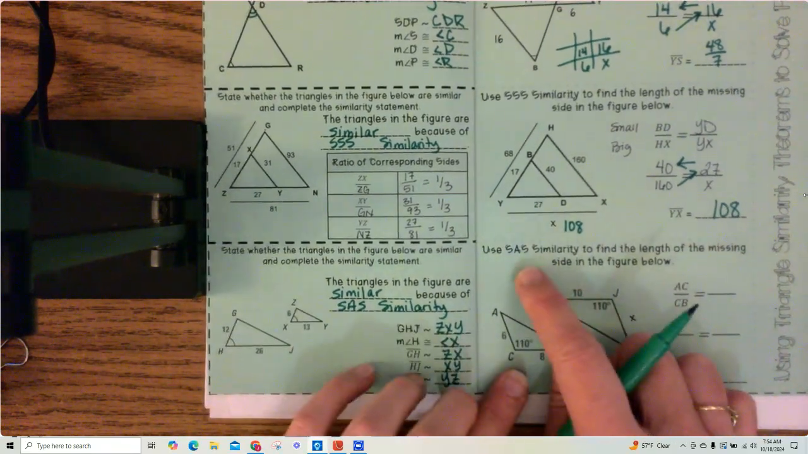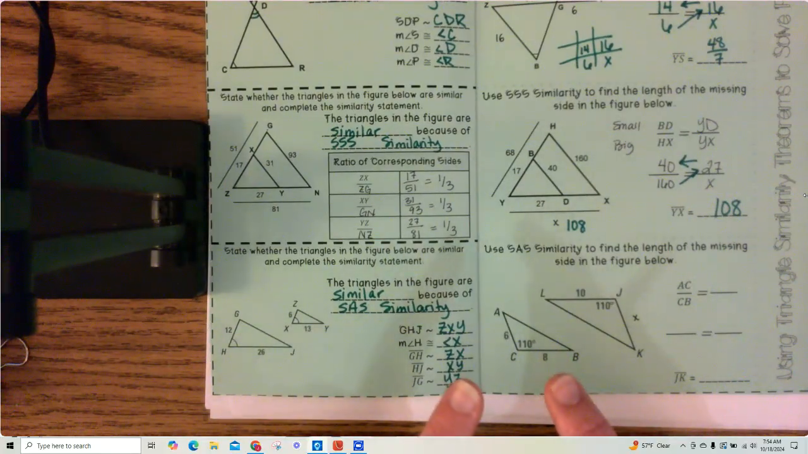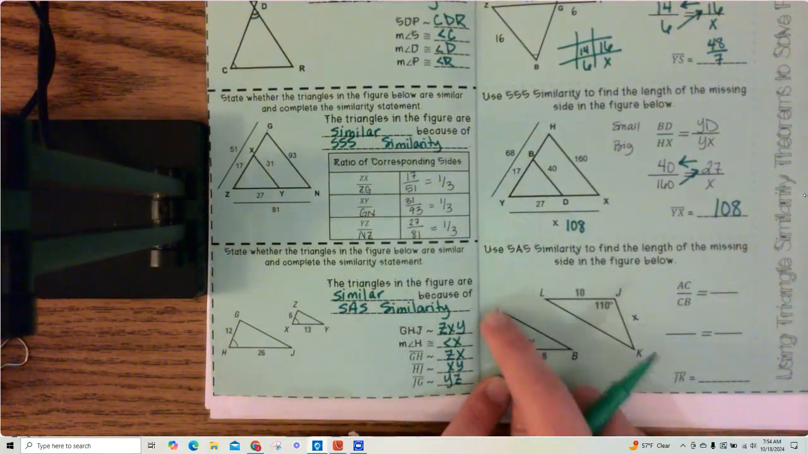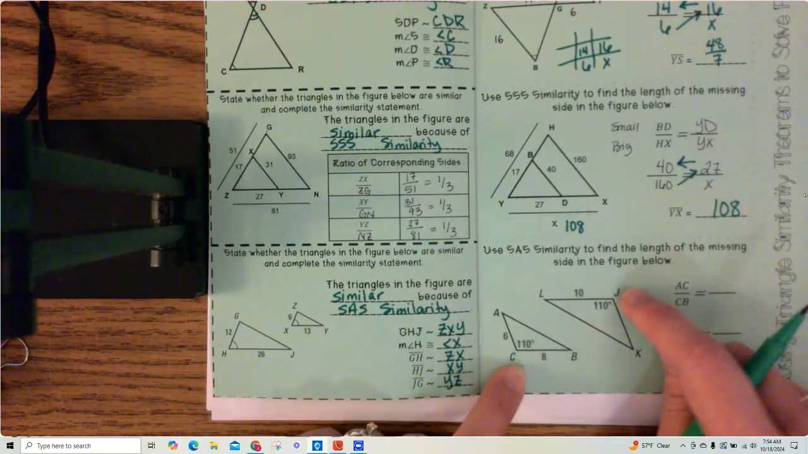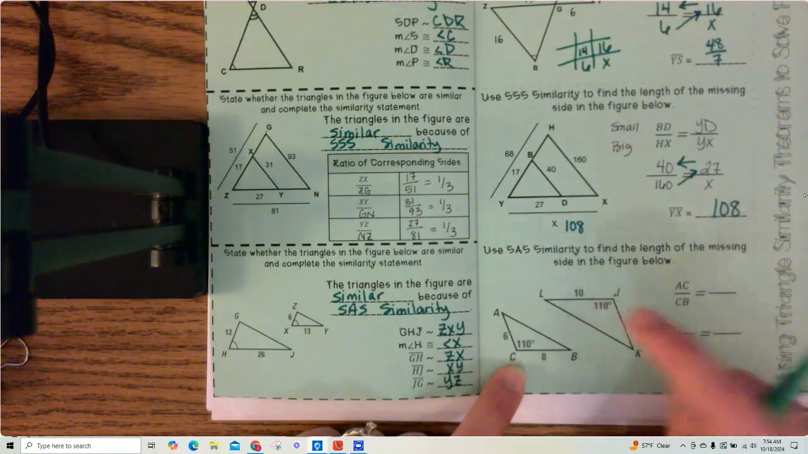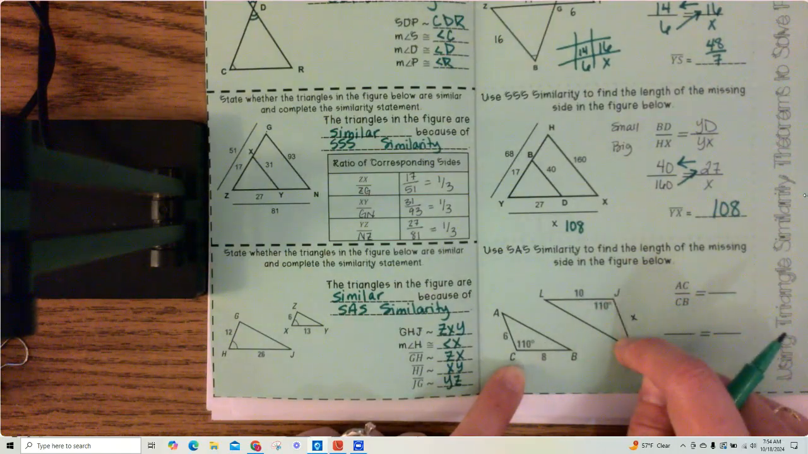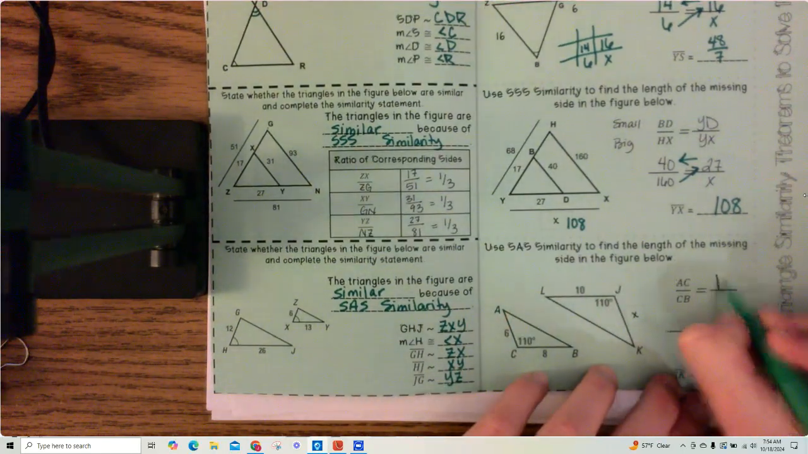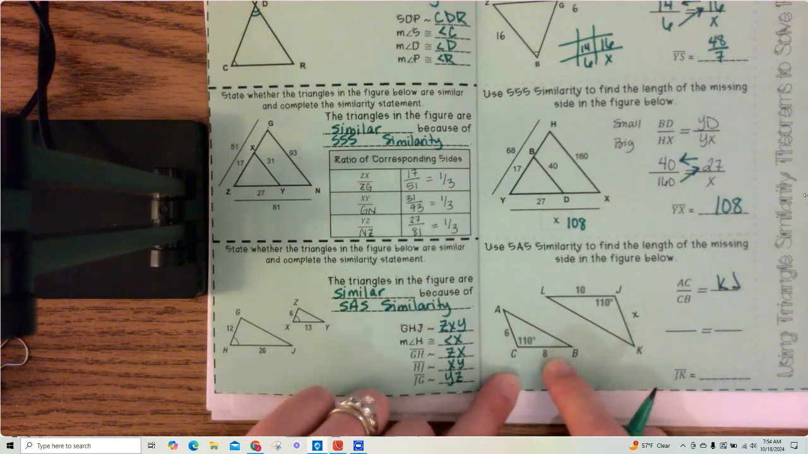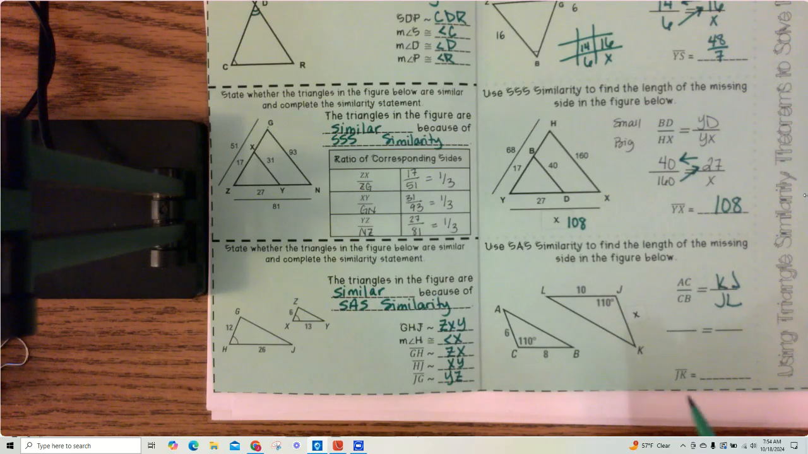All right, so use side angle side similarity to find the length of the missing side in the figure below. Okay, so again, we have to match up here. So AC is this one here. C and J are buddies in this. So we know side J is going to have to be involved. Okay, so is it going to be JK or JL? So sometimes these get a little tough. In this one, it's JK. AC goes with KJ or JK. And then CB goes with JL. So that one's been flipped around for us. And sometimes you have to redraw.